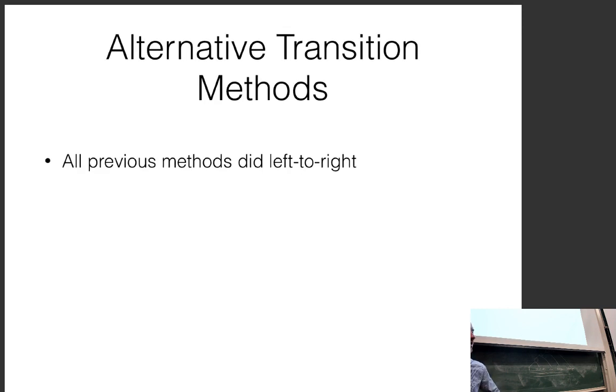So there are also alternative transition methods. All the previous methods went left to right. There was one example in the reading of arc-eager dependency parsing, which was an alternative transition system to arc-standard dependency parsing.